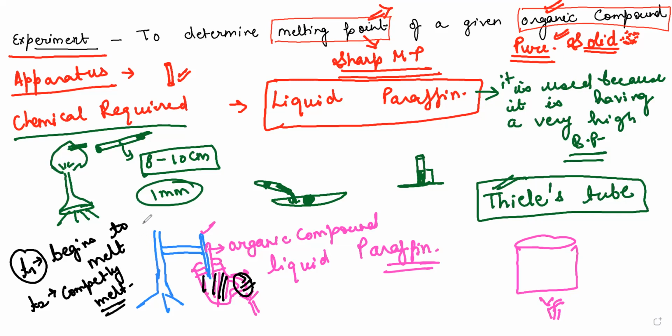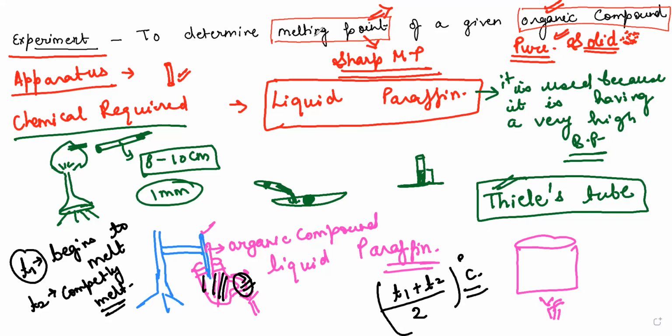Now, why am I recording the T1 temperature when it has just started to melt, and T2 when it has completely melted? Because now I'm going to take the average of both of these. So this is the reason I am taking the T1 and T2 temperatures. Now just take the average of the two readings. That will be (T1 + T2) divided by 2. That is how you take the average, right? So this is how you get the melting point of the organic compound.